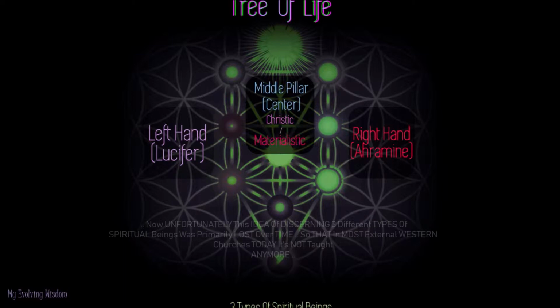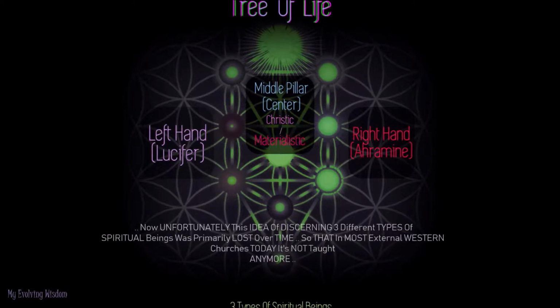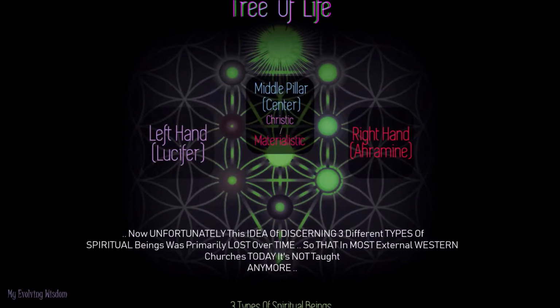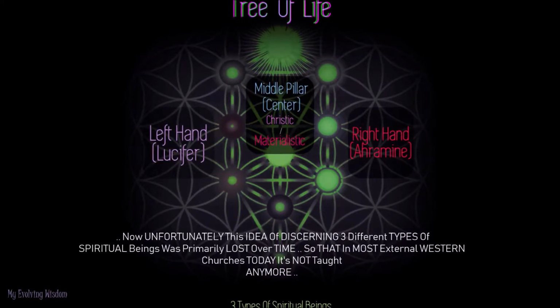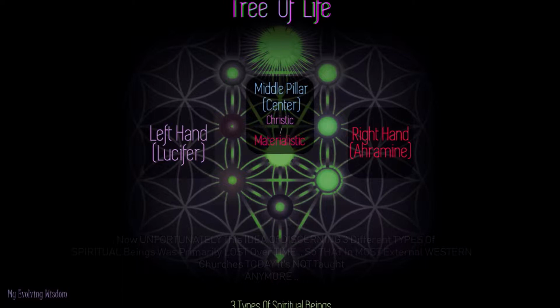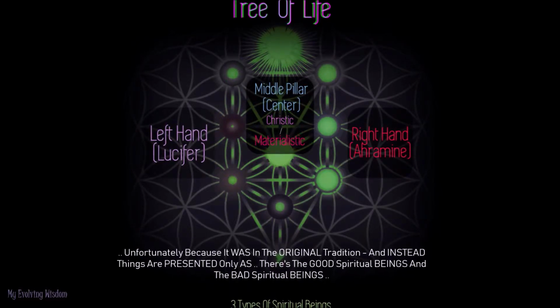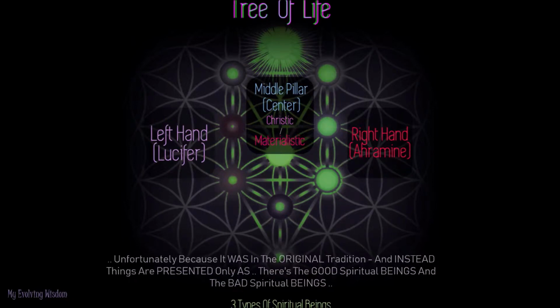Now, unfortunately, this idea of discerning 3 different types of spiritual beings was primarily lost over time, so that in most external Western churches today, it's not taught anymore, unfortunately, because it wasn't the original tradition. And instead, things are presented only as like, there's the good spiritual beings and the bad spiritual beings.